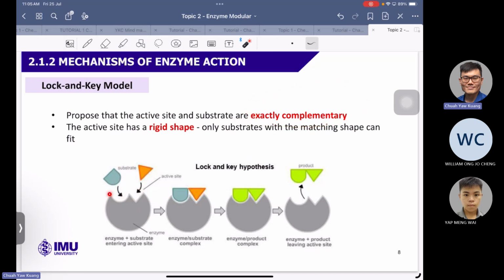Means that the active site is totally rigid. It won't change shape at all. If it changes shape, that means the enzyme is already denatured. This is what Emil Fischer said. This is what he proposed.